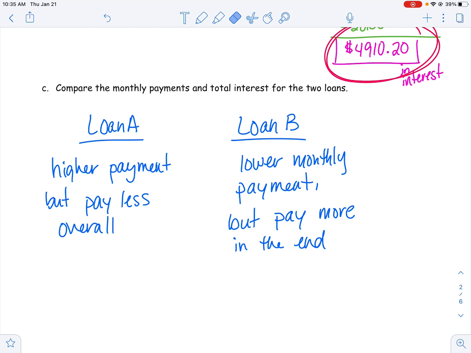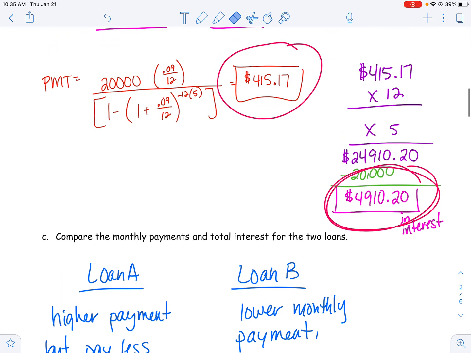So you've got to be careful on your term, how long the loan is for, and your interest. You might have a low payment, and that's probably what they'll try to sell you on, as they won't talk about how much you're going to end up paying for your car in the end. They're just going to talk to you about your low monthly payment they can get you. But you got to be careful. You end up paying a lot more if you choose Loan B than Loan A.